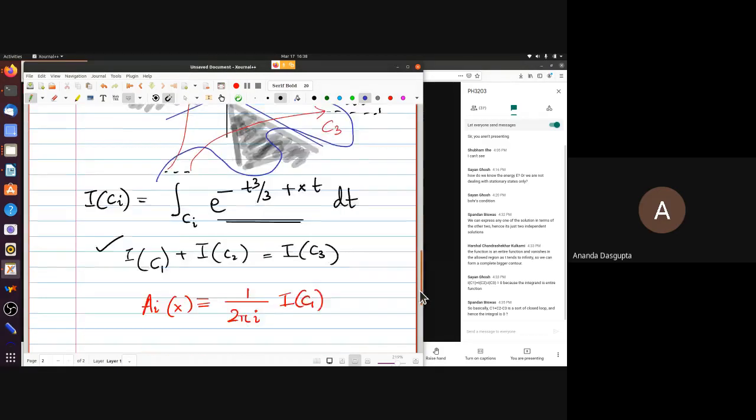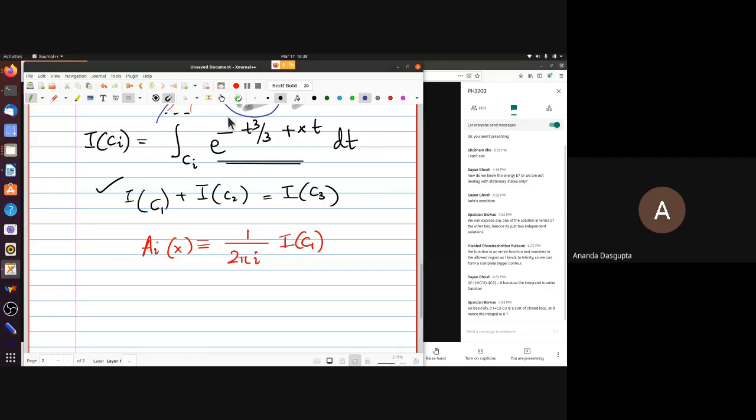And Bi has a slightly different definition. Different, of course it's different, but what it is defined to be is 1 by 2 pi... Notice that there is an i in this definition, there is no i here. And that is essential to ensure that your solutions Ai(x) and Bi(x) are real for real x. For that, you need this factor of i here.